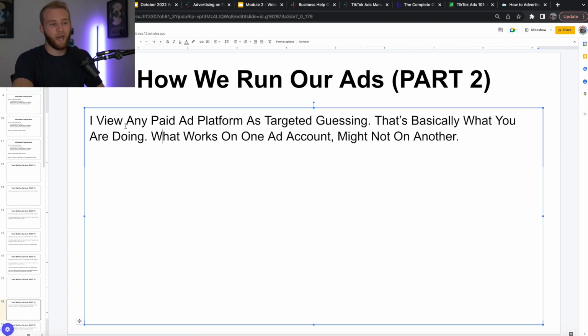Okay, I view any paid ad platform as targeted guessing. This is what most people in advertising and e-commerce won't tell you. They say, oh man, there's the double flip stack method and this and that. They always make up a cool name, and I understand why, but really, if you have a pixel involved, if any platform has a pixel, it's targeted guessing.